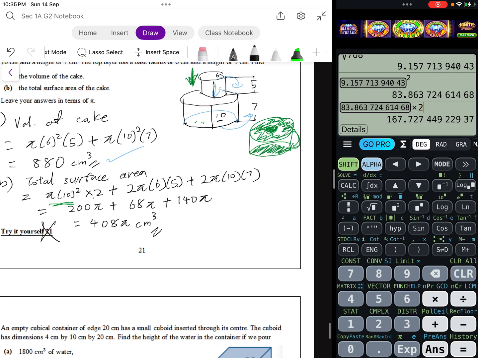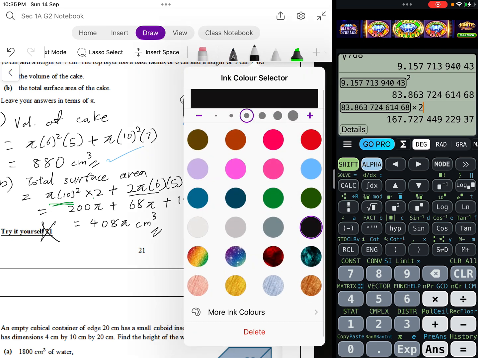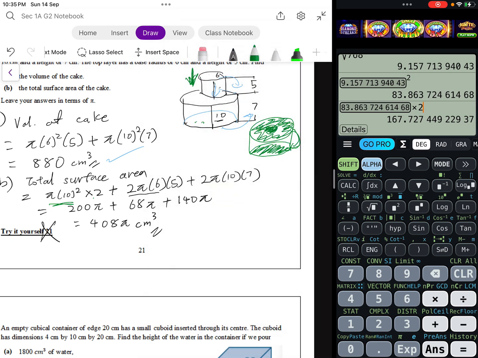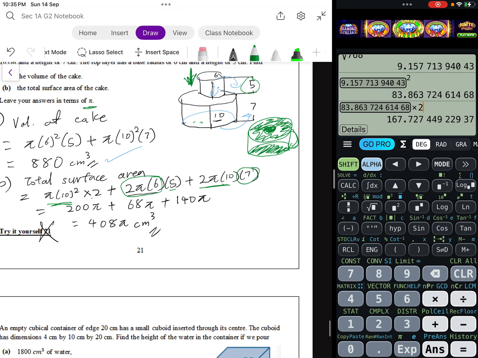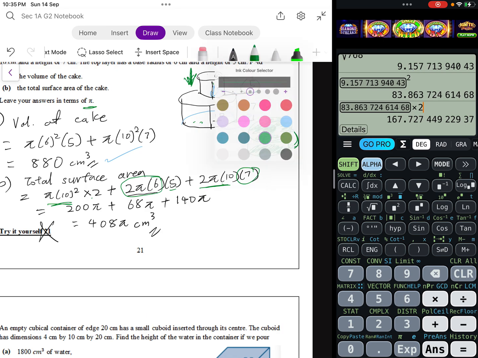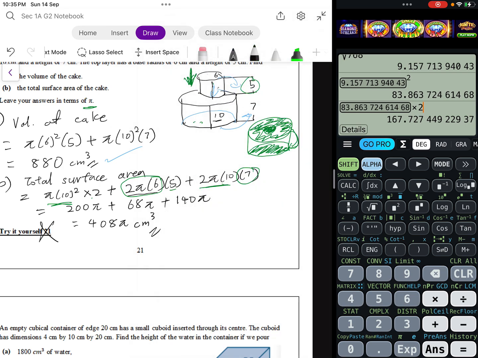Okay, so same thing. Circumference of circle, 2 pi r. Circumference of circle, 2 pi for the small one times this height, 2 pi for the big one times this height. Okay, so you find all your areas, you add them together. They say in terms of pi, so I leave it in terms of pi. Oops, I forgot about the pi here. Okay, if you see a whole number, it has to be in terms of pi.